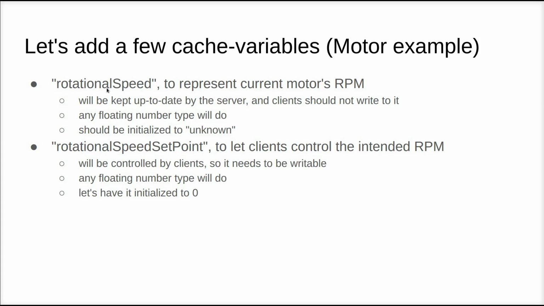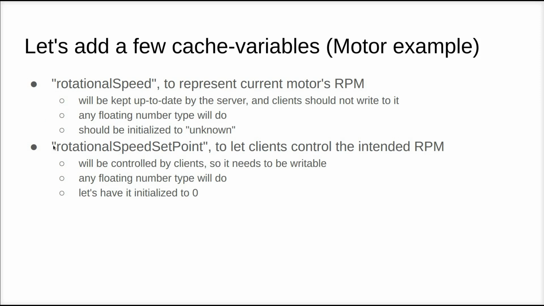So I'd like my rotational speed to be kept up to date by the server and clients should not write to it. Okay, so this will be a one-directional transfer of information. The server will obtain this information from this motor controller and will pass this information to any interested client. As it's a speed, any floating number will probably do. And my wish is it will be initialized to something like unknown. That means that when I start my server, before I obtain the information from the factual motor controller, I do not know what it actually is.